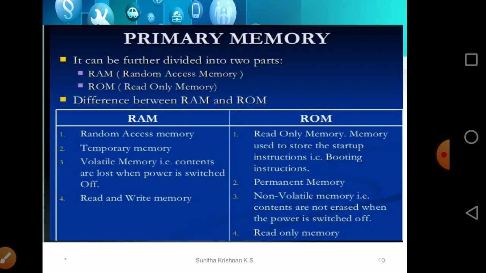Next comes the primary memory, which can be further divided into two parts, RAM and ROM. These are the two types of primary memory available. RAM stands for random access memory, and it is temporary. It's a volatile memory, which means that the contents are lost when the power is switched off. In this memory we can write data as well as read data. Both actions are possible in RAM.